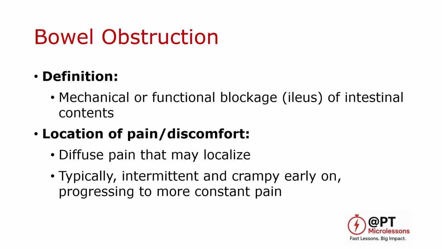Lastly, let's look at bowel obstruction. Bowel obstruction can be mechanical, meaning there is a physical blockage, or functional, known as ileus, where there is a disruption of normal bowel muscle movement, peristalsis. Pain is often diffuse, but may localize depending on the level of obstruction, and is typically intermittent and crampy early on, progressing to more constant pain as the condition worsens.